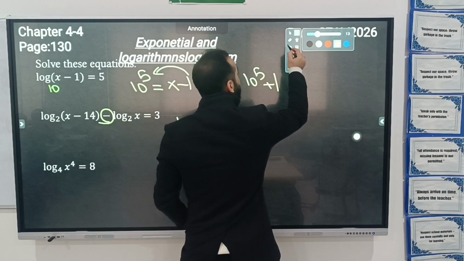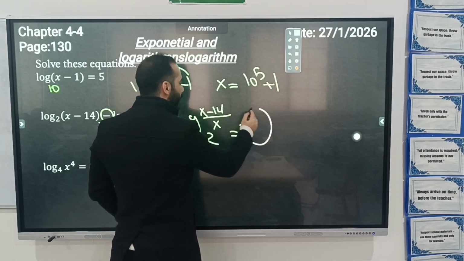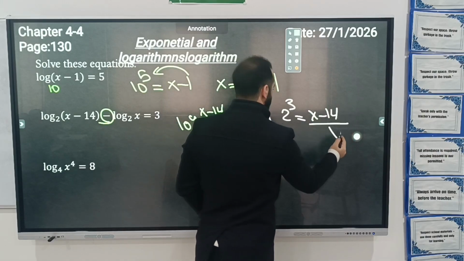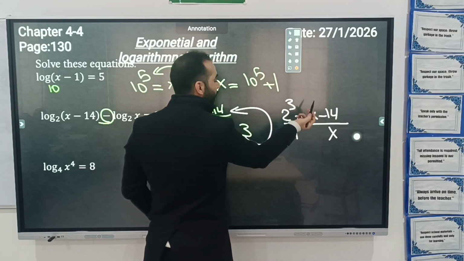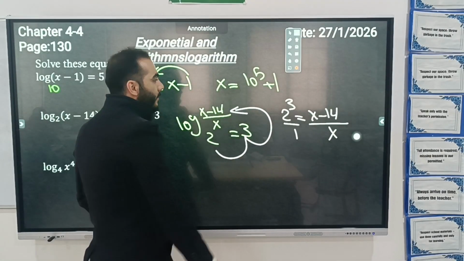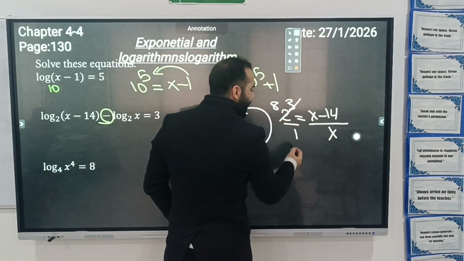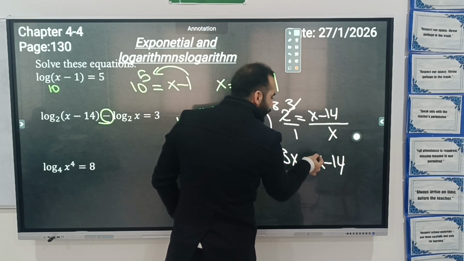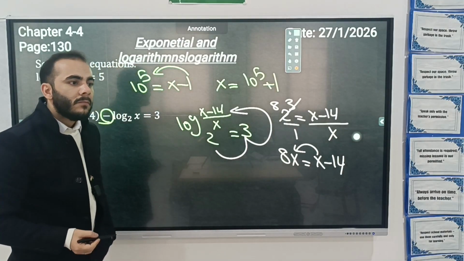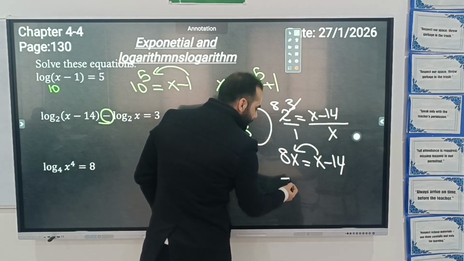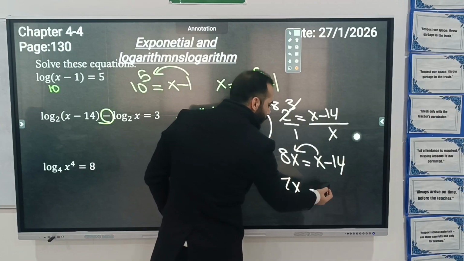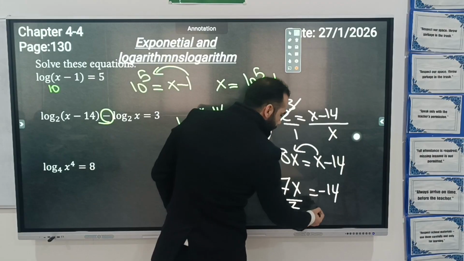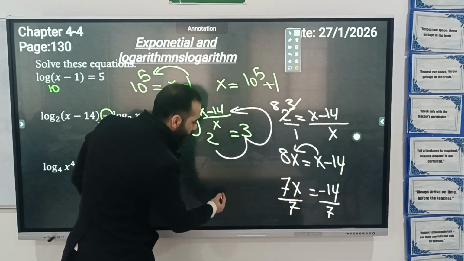Right hand rule. 2 powered by 3 equals to here. 2 powered by 3 equals to x minus 14 over x. Cross product. 2 powered by 3, I got a 8. Instead of this, I will write 8. So 8 times x, 8x. 1 times x minus 14, x minus 14. Move this x to the x side. The sign changes, right? So 8x minus x, 7x equals to negative 14. Divide both sides by 7.